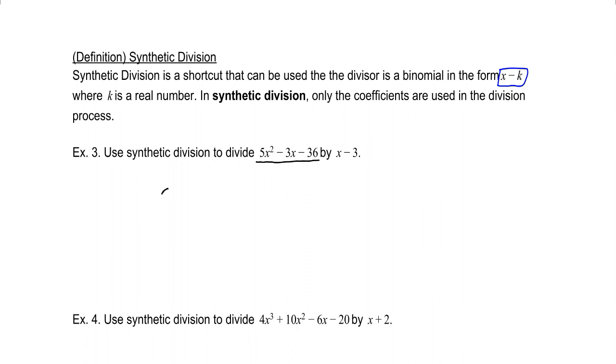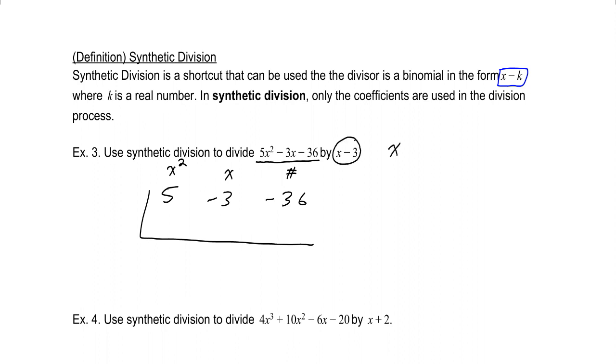So what we're going to do is take our coefficients from this. We're going to write these down. So 5, and I'm going to go ahead and label it as an x squared up here, so I remember that. Minus 3x, minus 36, and those are my constants. All right, now what I'm going to divide by is actually the value that makes this factor 0. So in this case, x equals 3 is what makes that 0, so what I'm going to put over here is 3.